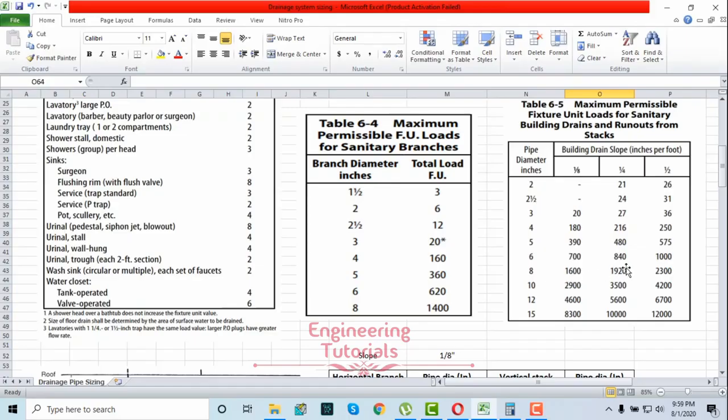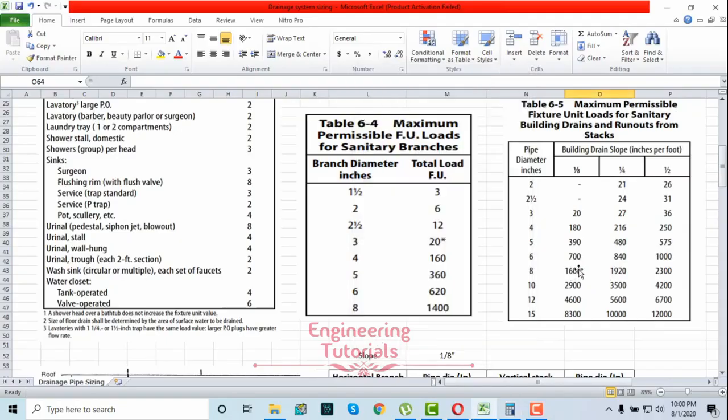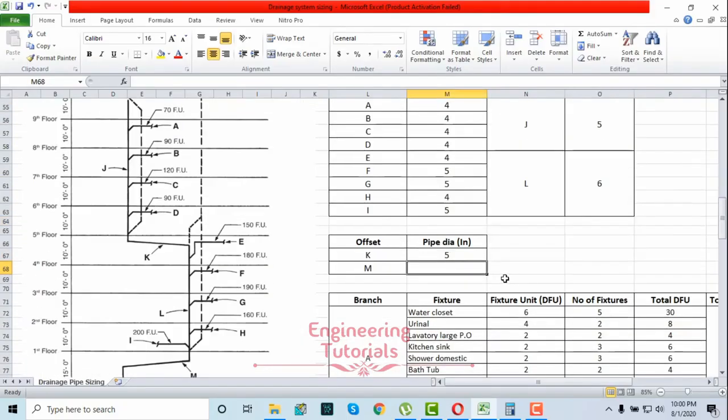Again, if you note over here, 1250 is coming in between them, so we'll go for the higher value. If you have a slope of 1/4 inches, still pipe size will be 8 inches. So since in our project we use 1/8 inches, it's the same, that is 8-inch pipe diameter. That value is coming between 700 and 1600, and our fixture unit value is 1250. So we are going to use 1600 and pipe diameter is 8 inches. So M is 8 inches.